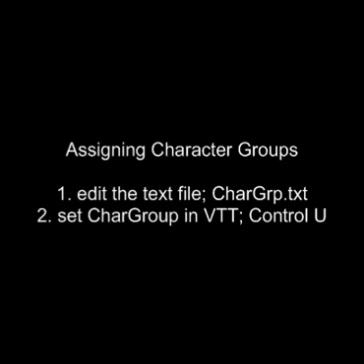Before we begin hinting, let's review the character group settings. VTT uses character group data when assigning CVTs. There are 2 ways to assign a character group. Edit the character group text file that is imported when we select Prepare Font. This file is found in the VTT program folder, and it assigns glyphs by Unicode value to a character group. Or we can assign a glyph to a group in VTT by selecting the menu option Edit Character Group or Ctrl-U.